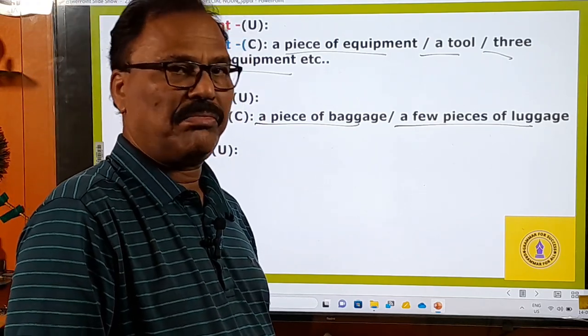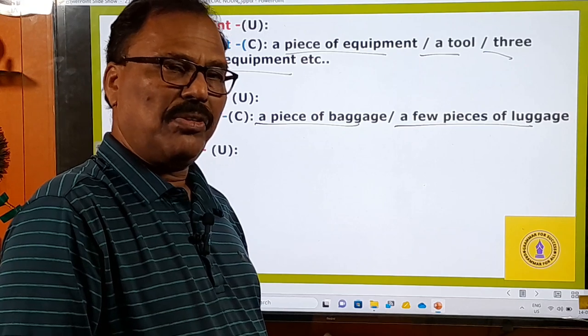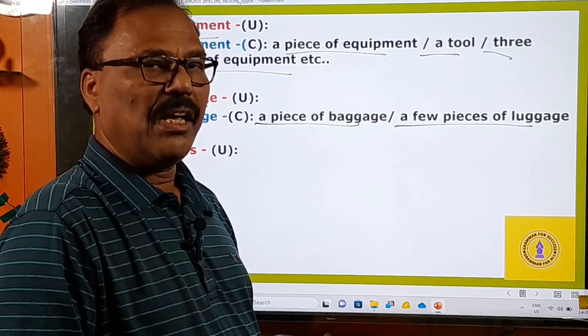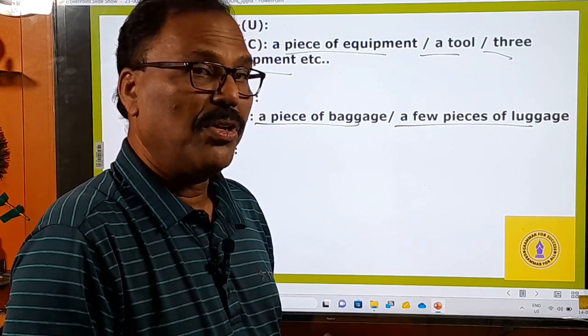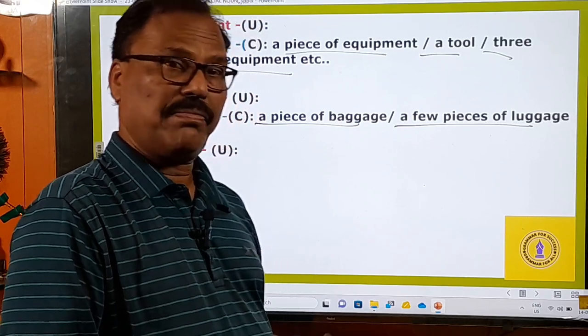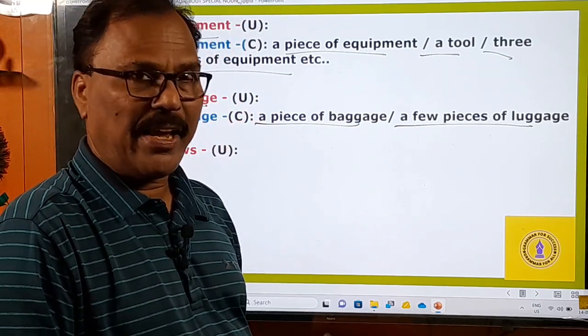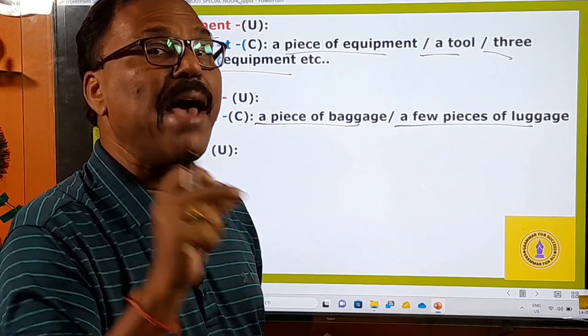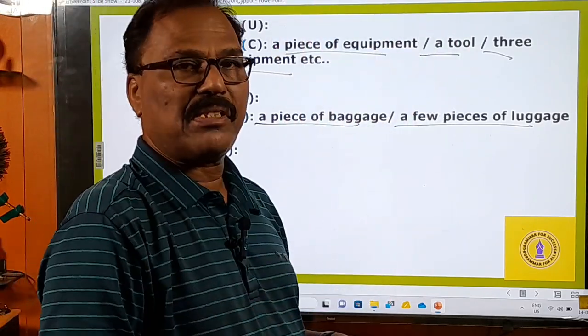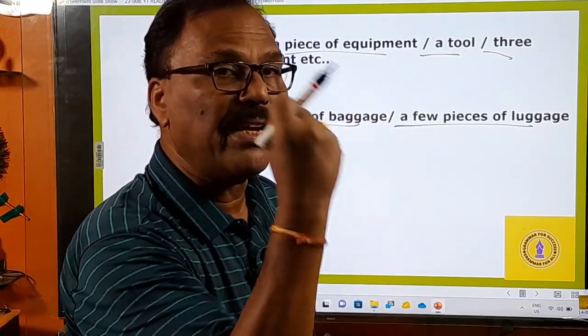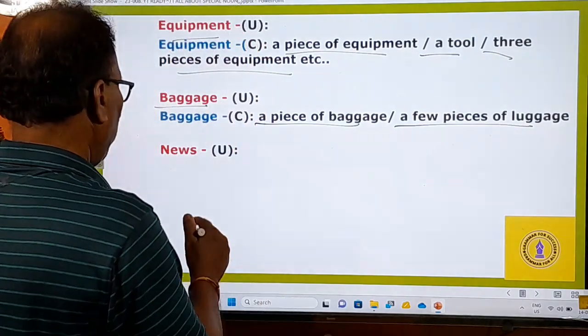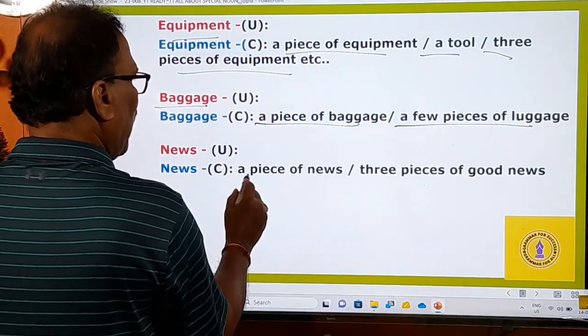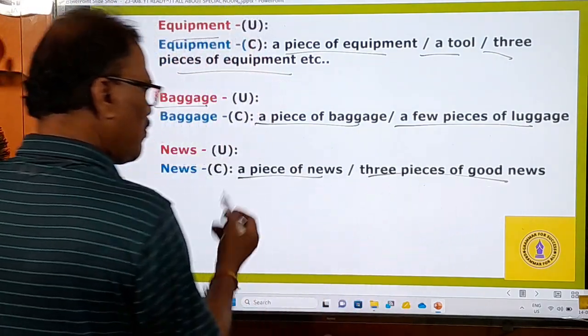How many pieces of baggage do you have? We are traveling to New Delhi. Take it for granted. How many pieces of baggage do you have? Don't say, how many baggages do you have? You have to say, how many pieces of baggage do you have? Then the other person says, I have three pieces of baggage. And news is there. A piece of news, three pieces of good news, whatever it is.